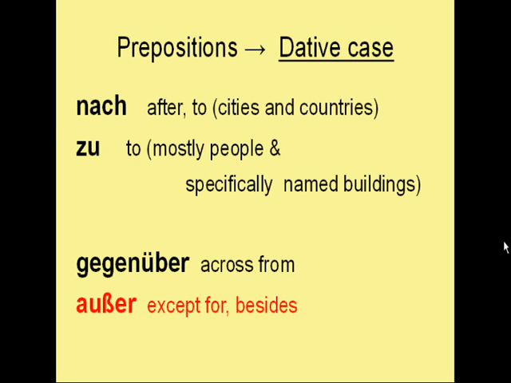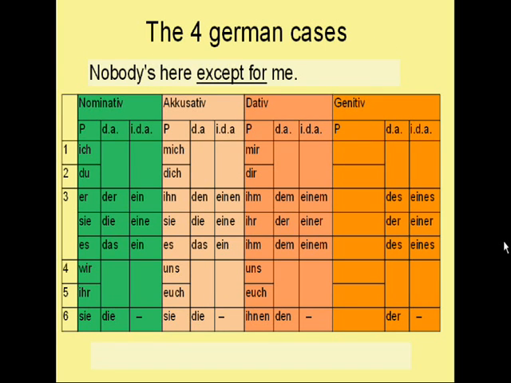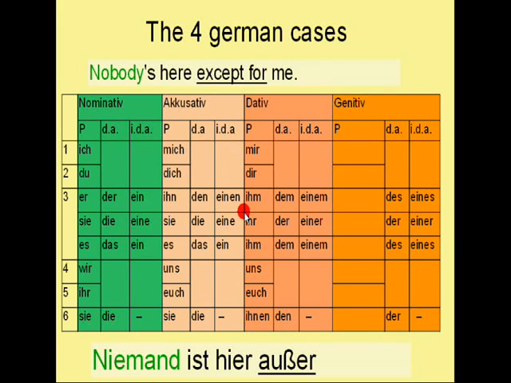Now let's take an example. Nobody's here except for me. How would you translate it? First of all, nobody means niemand in German, and it is the subject of the sentence. Therefore, the sentence starts with Niemand ist hier, außer. Now you already know what kind of case follows after this, so you should know which word we should use. Mir. It's the dative pronoun for the first person singular. And the sentence is Niemand ist hier außer mir.